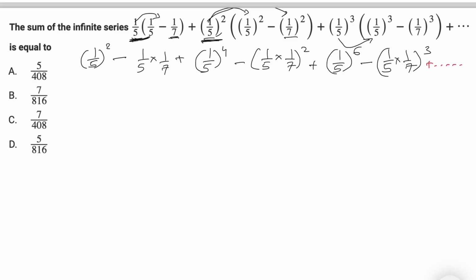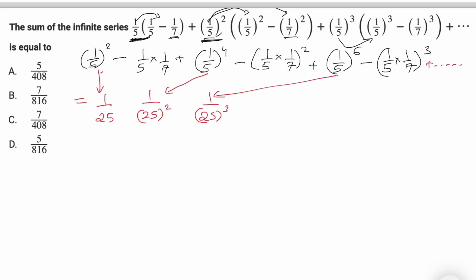Okay, now if you observe carefully, 1 by 5 square can be written as 1 by 25. 1 by 5 raised to 4 can be written as 1 by 25 square, because 5 raised to 4 will be same as 25 square, right? Plus 1 by 5 raised to 6 can be written as 1 by 25 raised to 3, because 5 raised to 6 will be 5 raised to 2 raised to 3, so 25 cube. So if I club these terms together, I will generate a series, right? 1 by 25 plus 1 by 25 square plus 1 by 25 cube up to infinite terms. This is the first part of the solution.